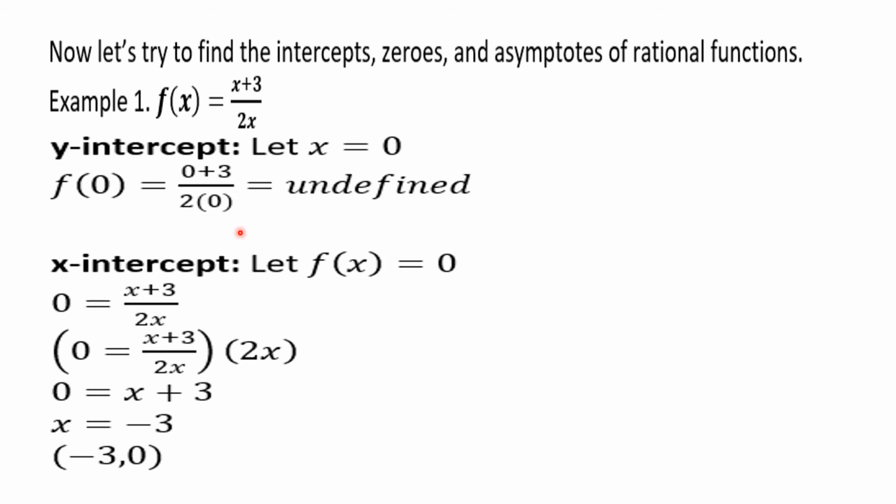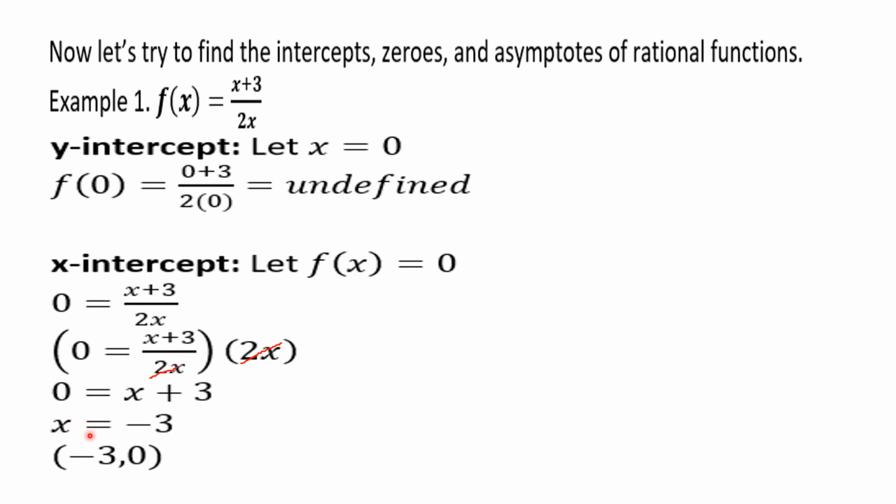Next is for the x-intercept. Let f of x equals 0, or you let y equals 0 and then solve. So we have now 0 equals x plus 3 all over 2x. Then to remove 2x, we multiply both sides of the equation by 2x. So we have now 0 equals x plus 3. Since 2x divided by 2x, that is 1. So 1 times x plus 3, that is x plus 3. Next, you simplify, solve for x.